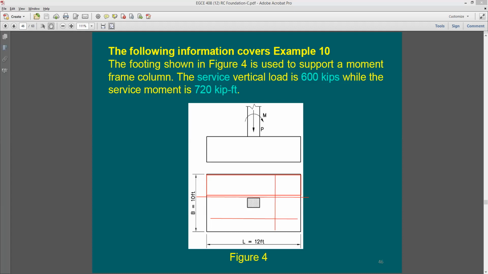Is 30 inches a standard thickness for the footing? Which one? Say it again, please. Is 30 inches a standard thickness for the footing? Yeah. It can be 24, it can be 26 inches, 28 inches. It depends on the size.